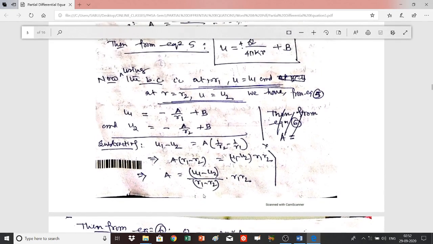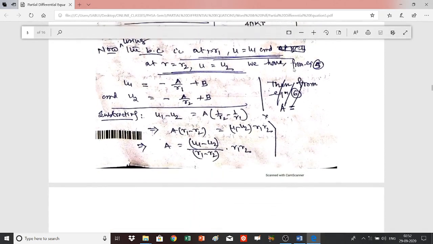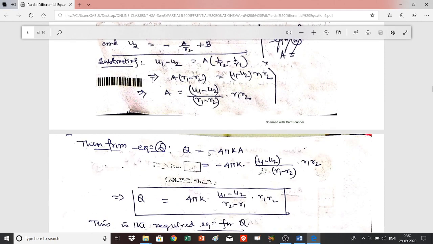Now from equation 6, what was there? Equation number 6 was q is equal to minus 4 pi k a. Just adopt this expression here. That will be equal to minus 4 pi k, and just substitute the value of a from this, that is u1 minus u2 by r1 minus r2 into r1 r2.